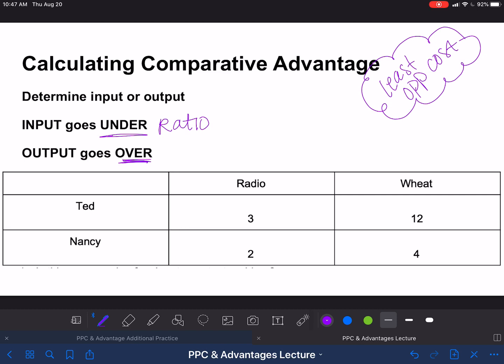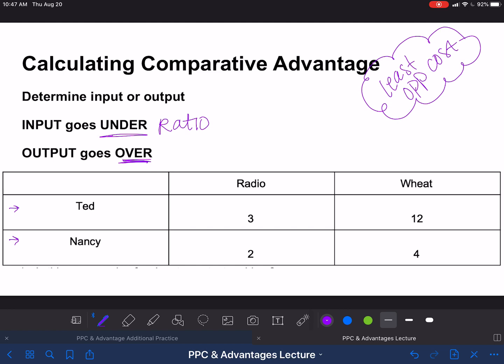Now, one thing to keep straight is when you're calculating comparative advantage, you need to make sure you're staying within the countries or within the people. So you see how our table's set up here. We have our nations or our people, Ted and Nancy, and then what they can make in each product. So Ted can make 3 radios or 12 wheats. Nancy can make 2 radios or 4 wheats. So that's how you want to set up your table.